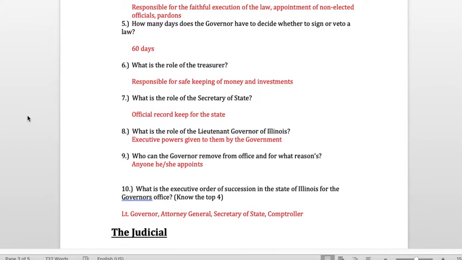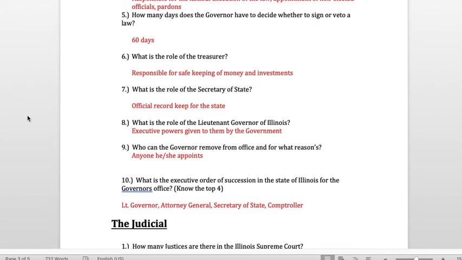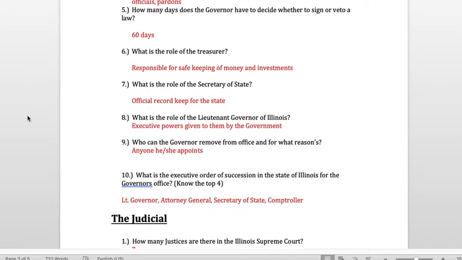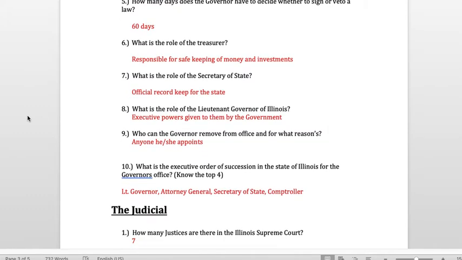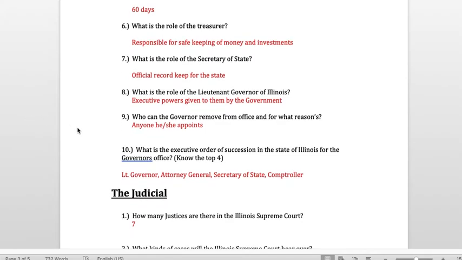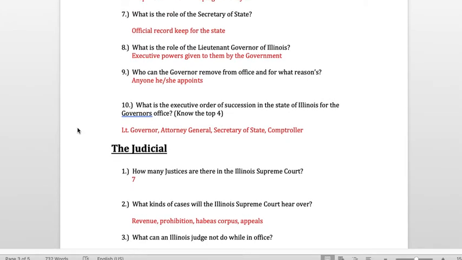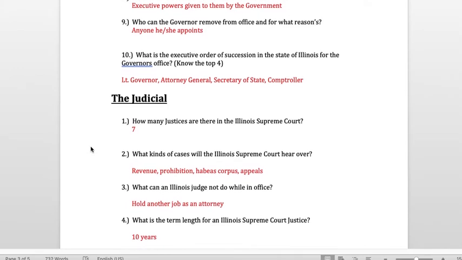The role of the treasurer, responsible for the safekeeping and investment of the money of the state. Secretary of State is the official record holder and keeper of the state. The role of the lieutenant governor of Illinois: executive powers given to them by the government and the governor. And then the governor can remove anyone he or she appoints. If the governor were to get kicked out or pass away, the line of succession would be lieutenant governor, attorney general, secretary of state, and then the comptroller.